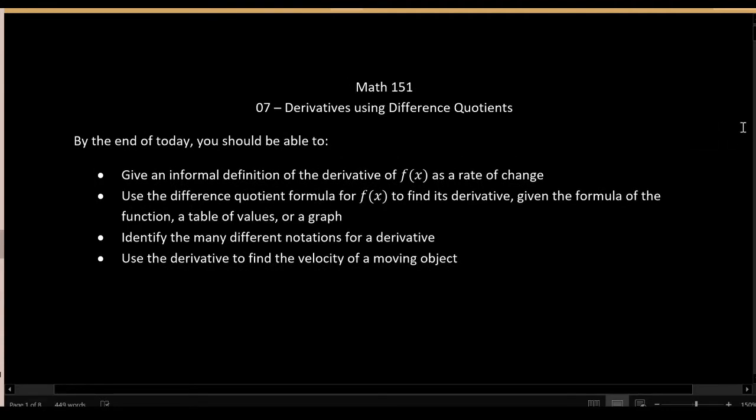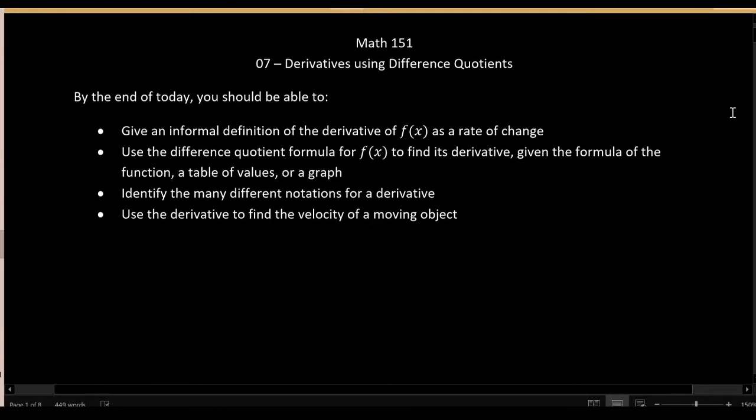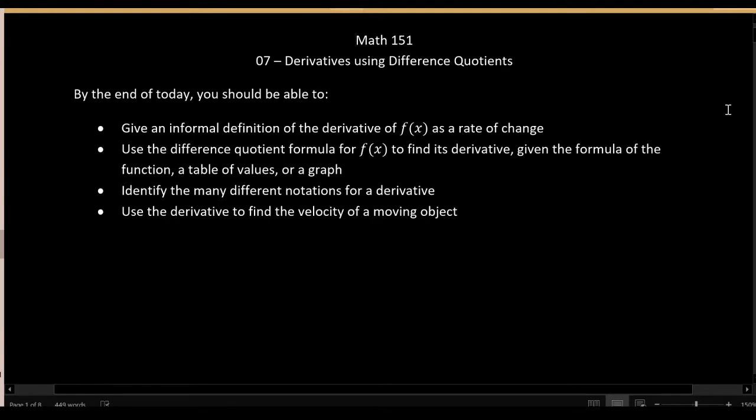Today we're going to give an informal definition of the derivative as a rate of change. We're going to introduce a very inconvenient formula for the derivative of a function called the difference quotient formula. We're going to talk about the many different ways that the derivative is represented in text, and we're going to talk about derivative and its relationship to some moving object problems, to velocity and acceleration.